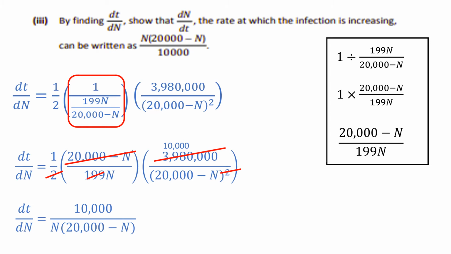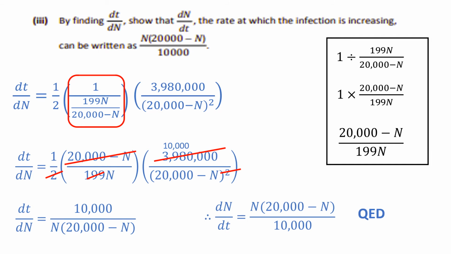Now, we weren't asked for dt dn, we were asked to find this to in turn help us to find dn dt. So that is its reciprocal, so we're going to flip it. So when we flip the fraction, we get exactly what they've asked us to do, so QED.